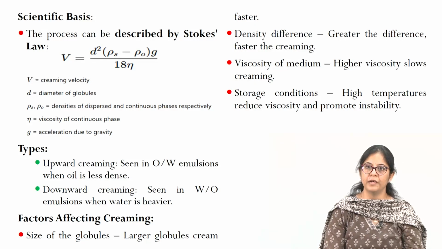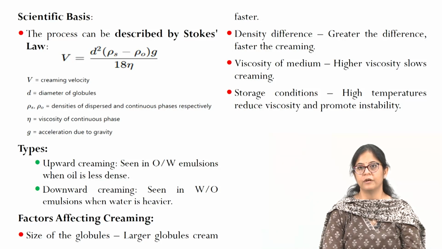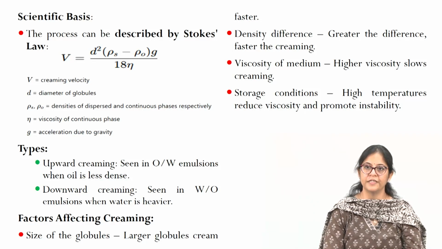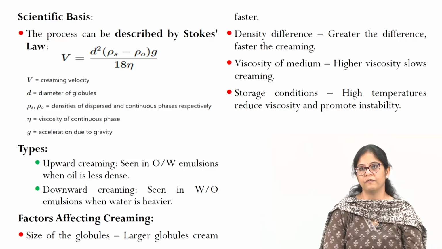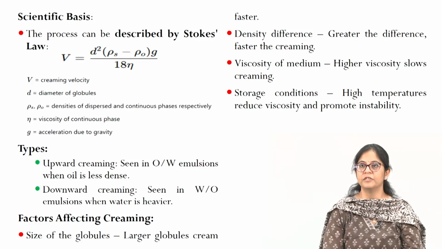Now, upward creaming is generally observed in O/W emulsions where oil is less dense. Downward creaming is seen in W/O emulsions where water is heavier. The factors which affect creaming are the size of globules: large globules cream faster. Density difference: the greater the difference, the faster the creaming. Viscosity: higher viscosity slows creaming. And storage conditions: higher temperatures reduce viscosity and promote instability.